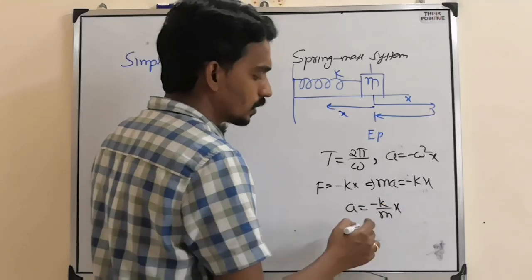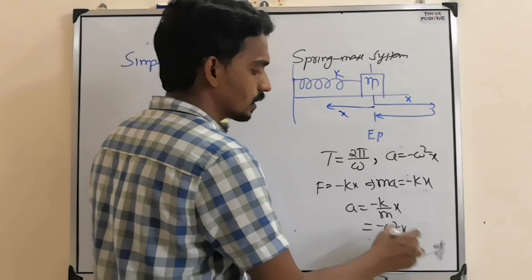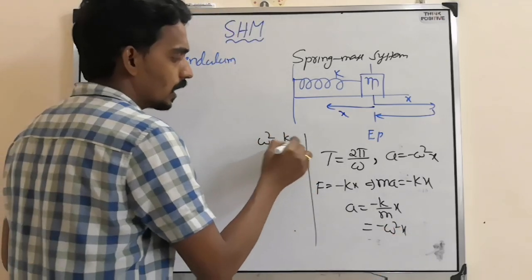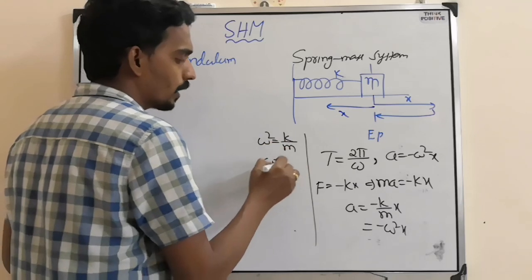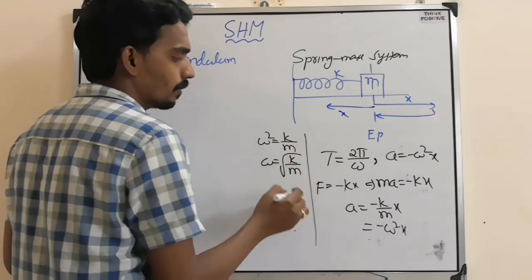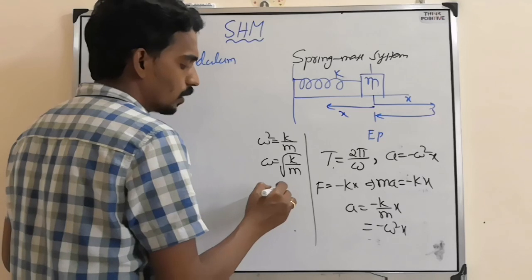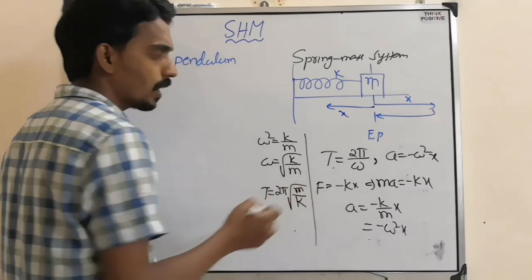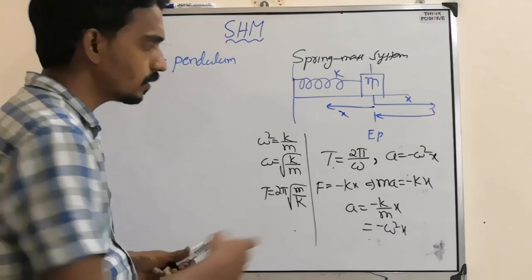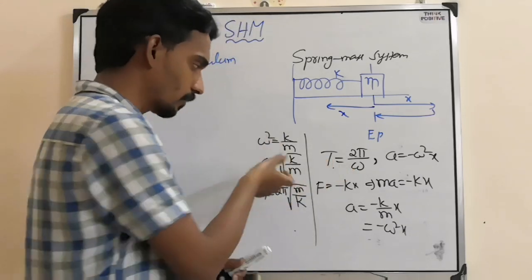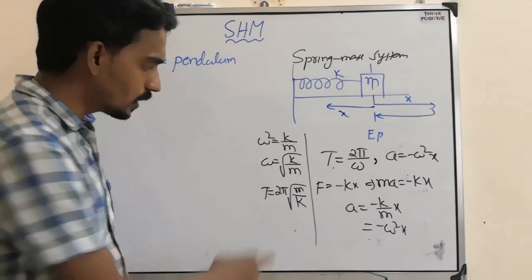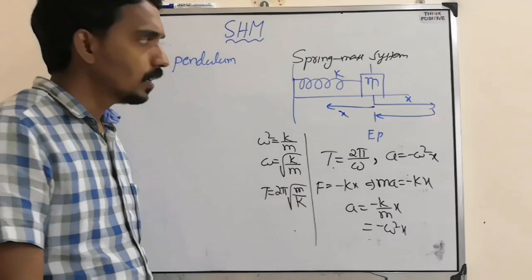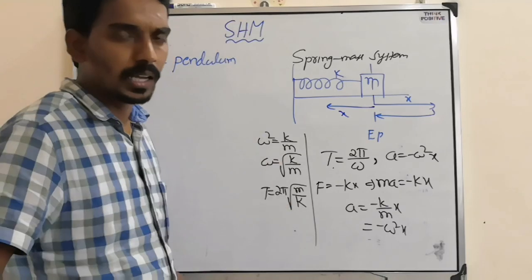Now if you compare this with the general equation, in place of omega square, what is there? K by m. Then what is omega? Under root k by m. Then what is the time period? 2 pi by omega. So 2 pi root m by k, because omega is in the denominator, so it will become reversed. So this is the time period of a spring mass system. Even if you take the vertical spring, it is the same thing.